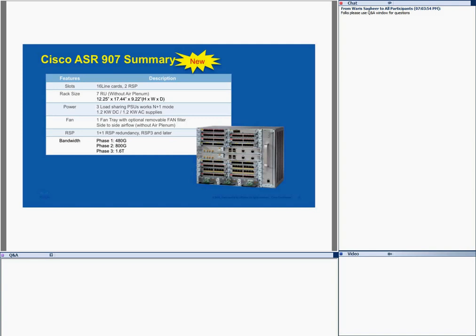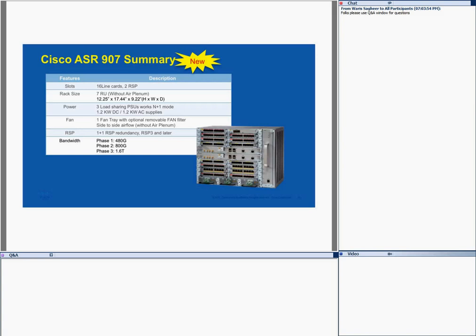So 907, as you can see from the label on the top, is the newest variant in the ASR900 family. We started shipping this about 2 months ago, end of August. It has 16 line card slots: 8 in the bottom, 8 in the top, and you can see there are 2 RSPs in the middle. We'll get to a bigger picture and I'll explain this better. We have 2 RSPs for redundancy's sake. And talking about the dimensions, like I said, we maintain the same depth, 9.22 inches.